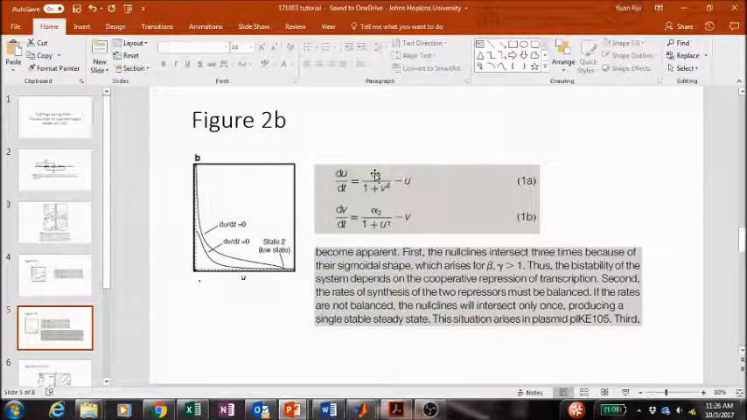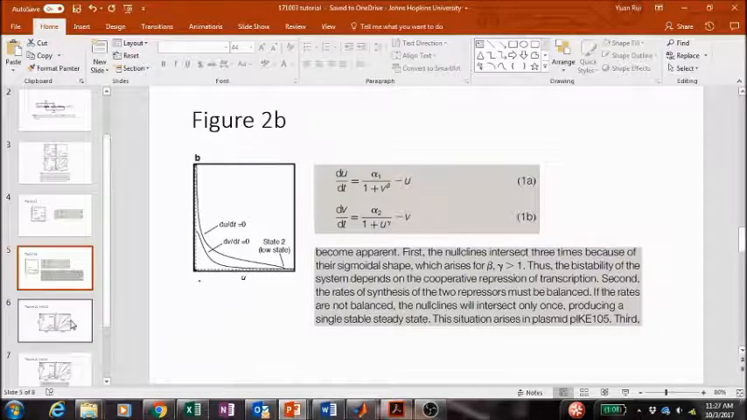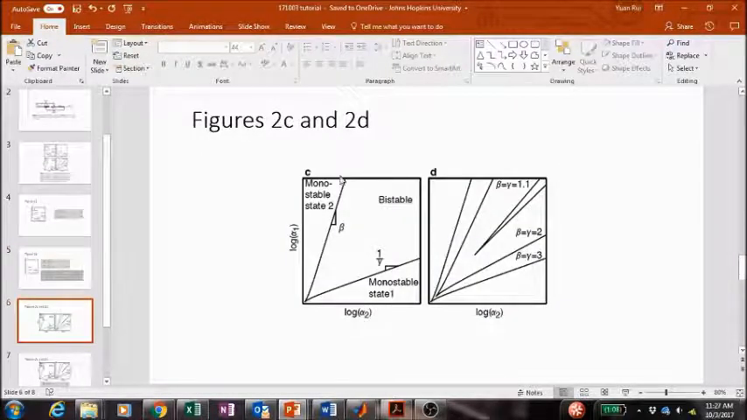Hint, you'll be changing one of the four constants, or one set of the four constants, shall we say, and that will give you an imbalanced system. So that's figure 2a and figure 2b done, and it's pretty simple. So let's look at figures 2c and 2d.